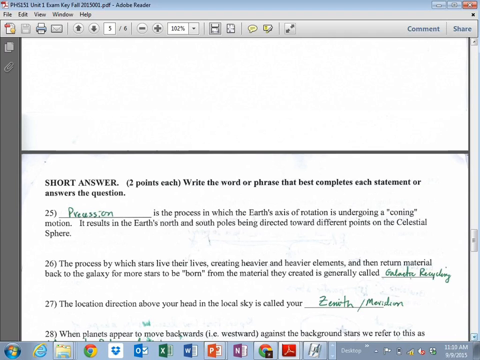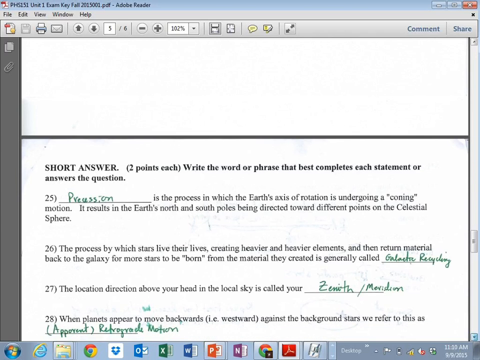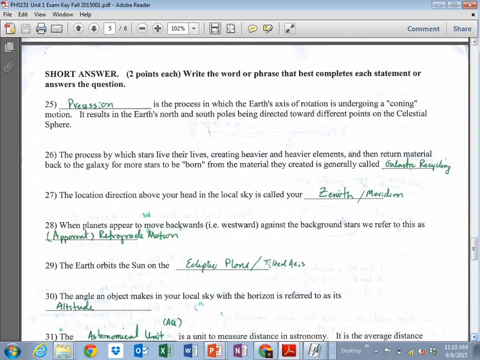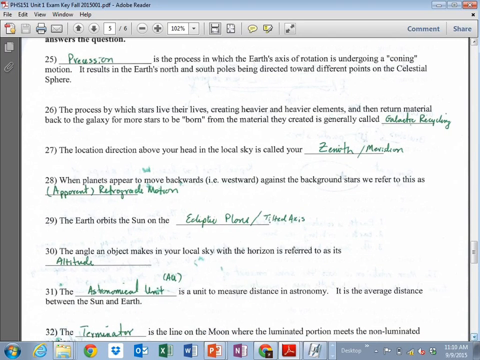And then on to the next section. These were each worth 2 points apiece. In some cases, I went ahead and gave you partial credit. So I was after precession for question 1, the process in which the Earth's axis of rotation is undergoing a coning motion. Question 26, I was after galactic recycling, but I think if you put star recycling, I gave you 1 of 2. For question 26, the process by which stars live their lives and create heavier elements and then return their material back for other stars to be born.